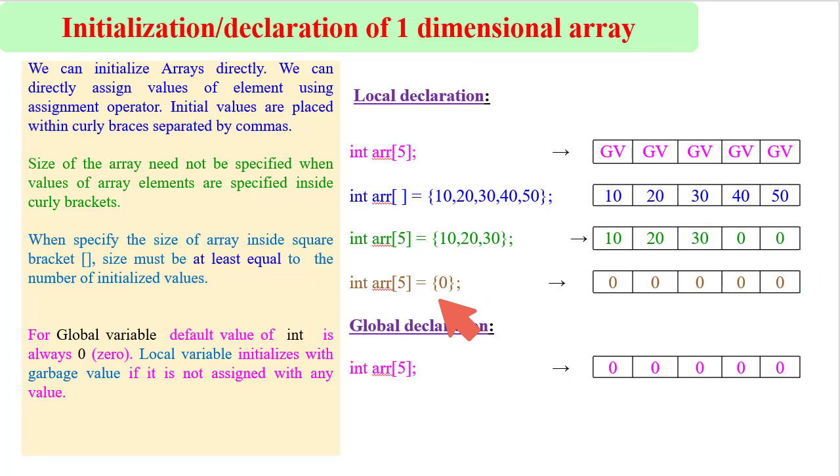Now if we initialize this way, inside the curly brackets only a 0 is there. In this case, no doubt the number of elements is 5. What will happen? In all the memory locations, the value will be 0.